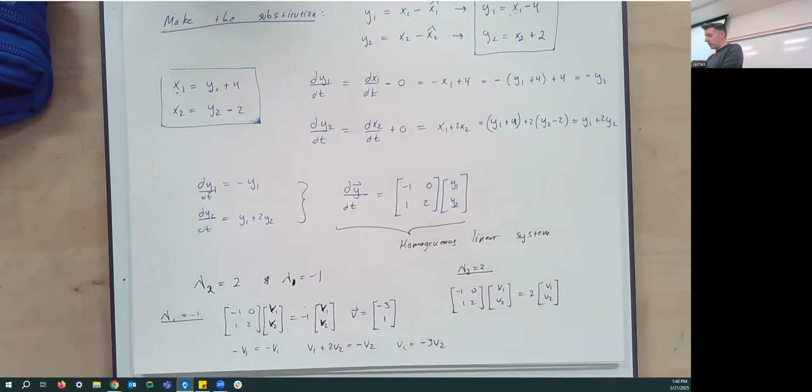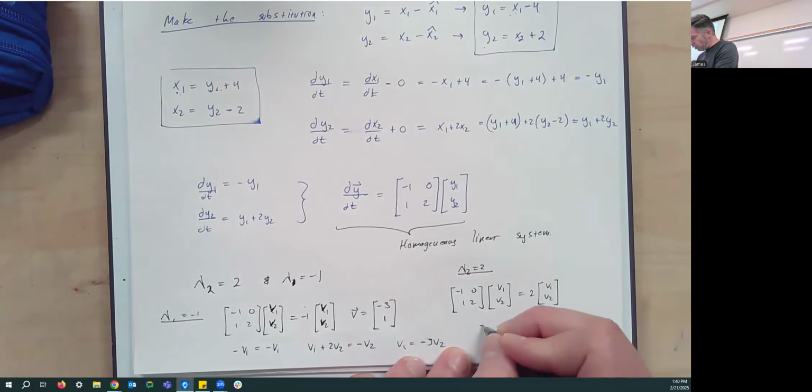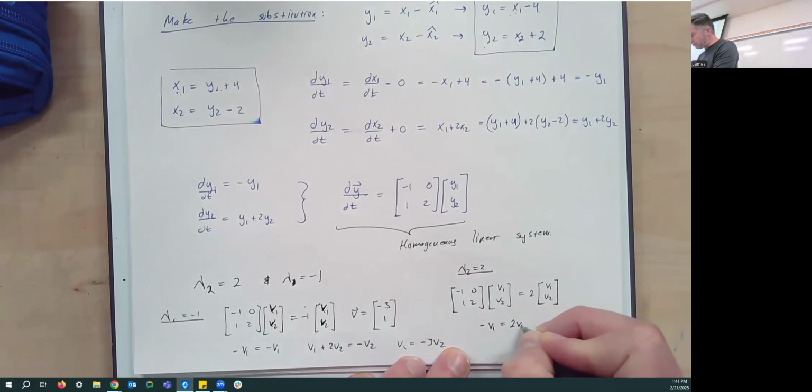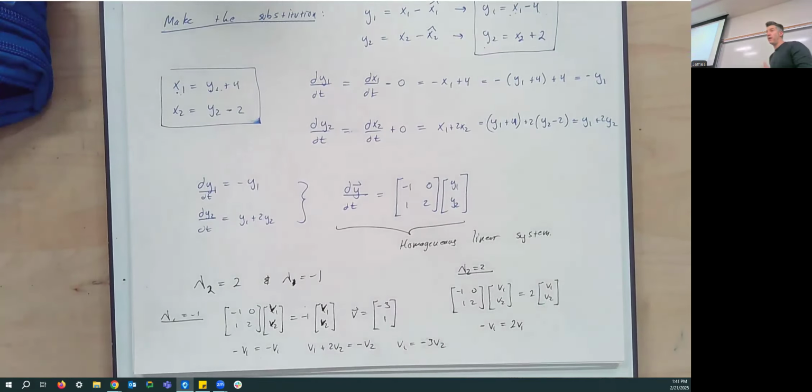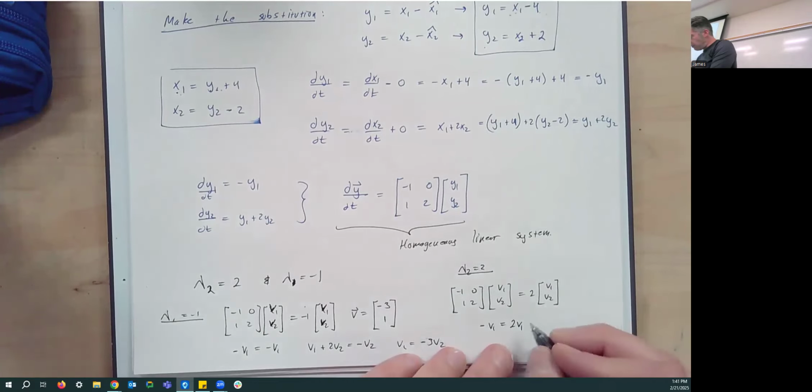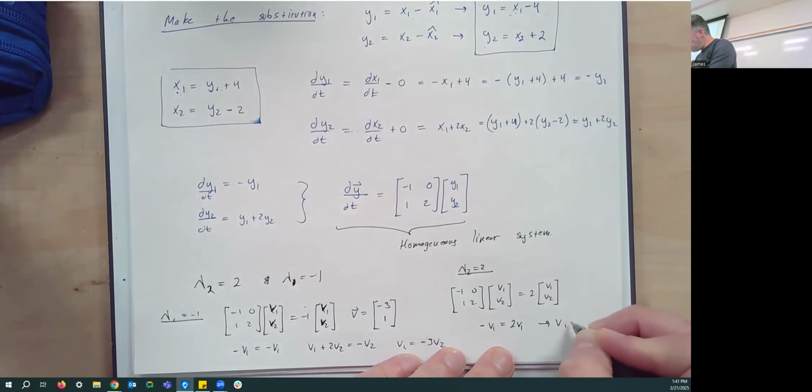Now check out the first equation here. You get negative v1 equal to 2 times v1, which means v1 has to equal 0. We've got no other choice, right? If a multiple of something equals a different multiple of something, the only thing that something can be is 0. So we get v1 equal to 0, and that's enough.